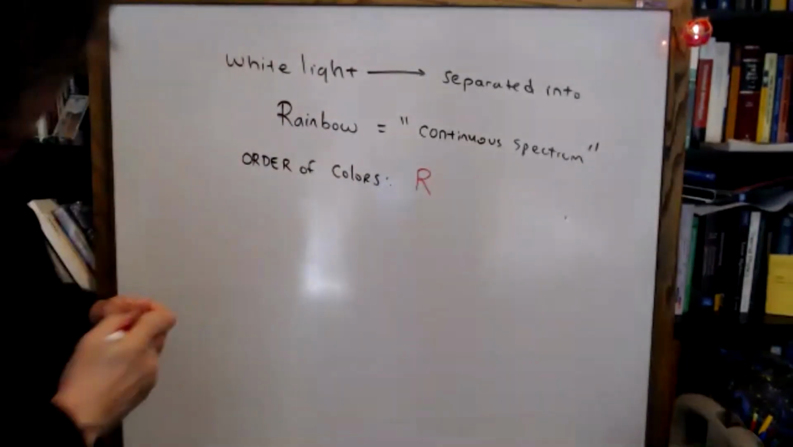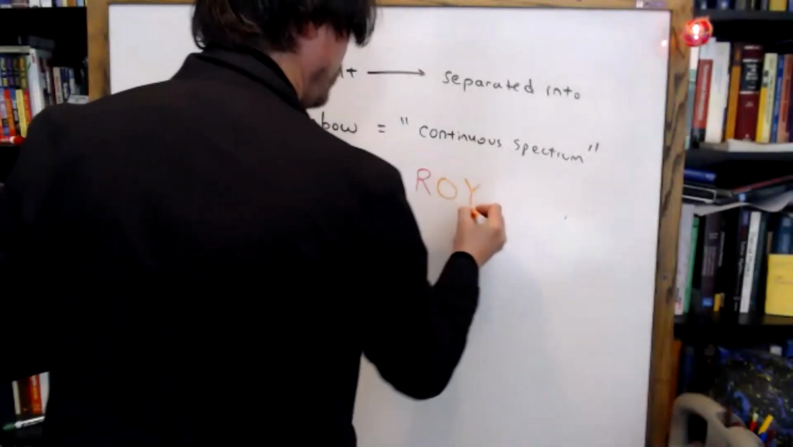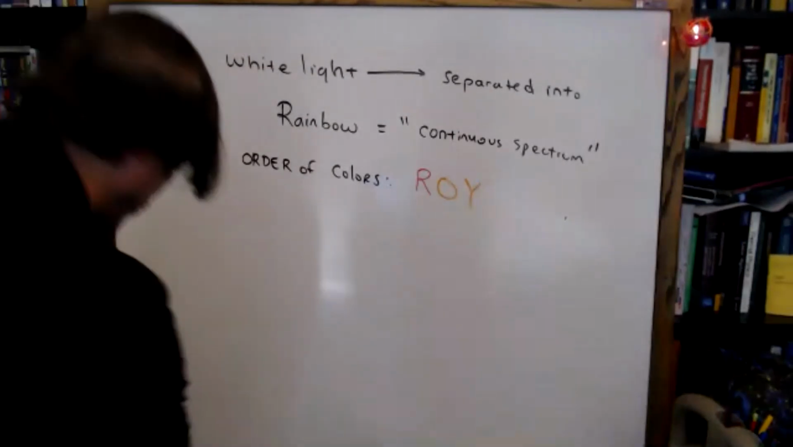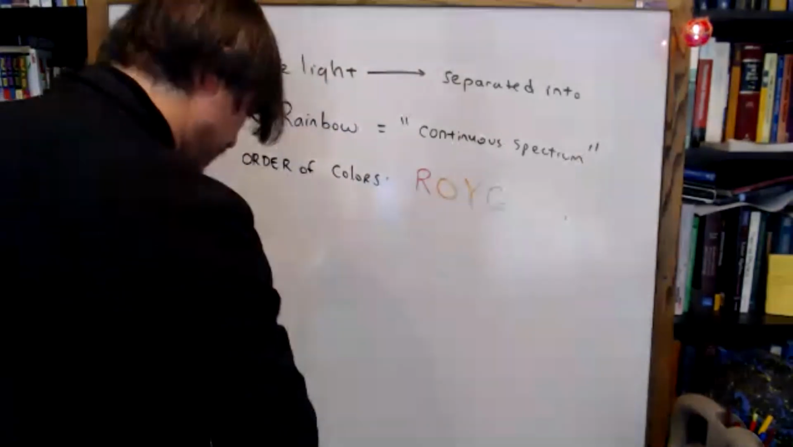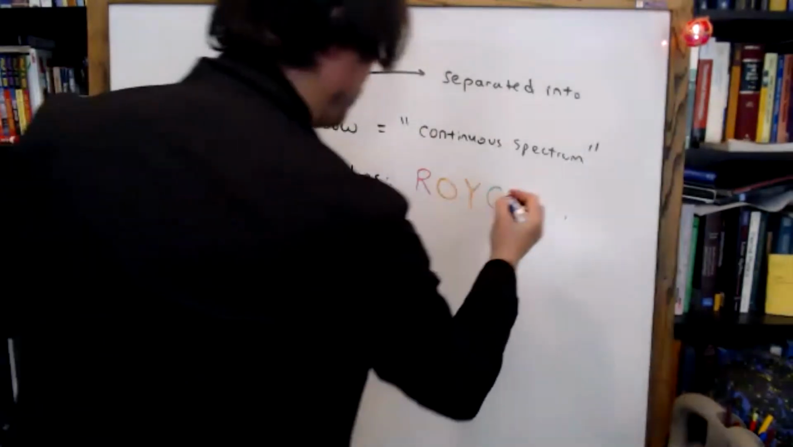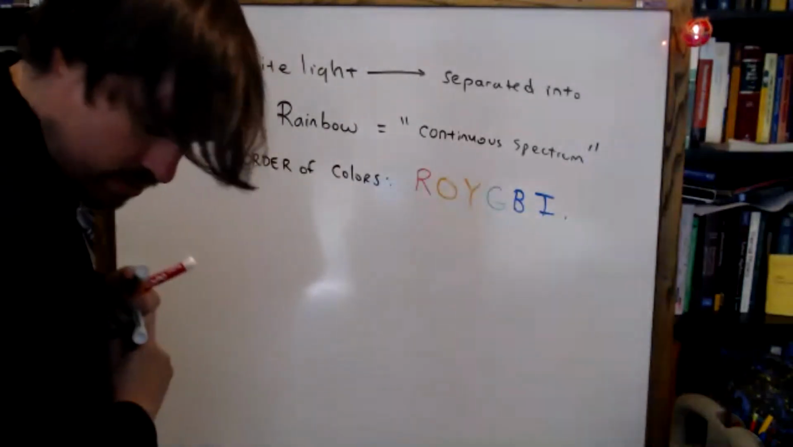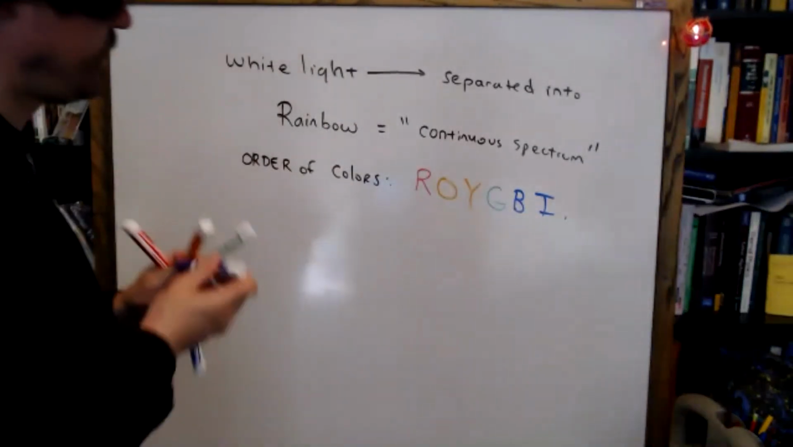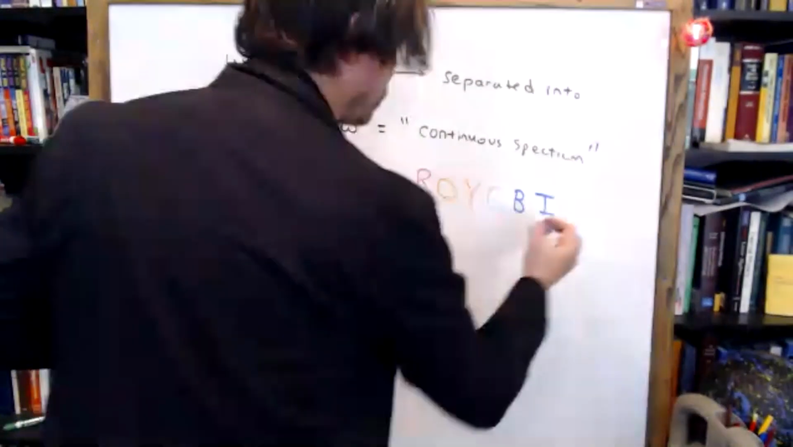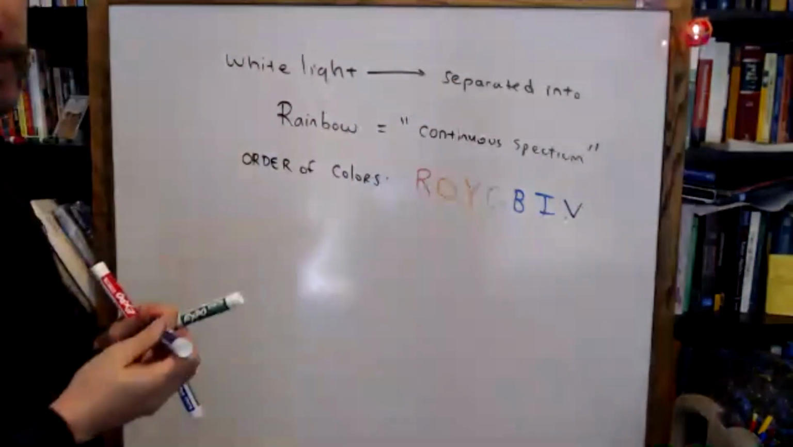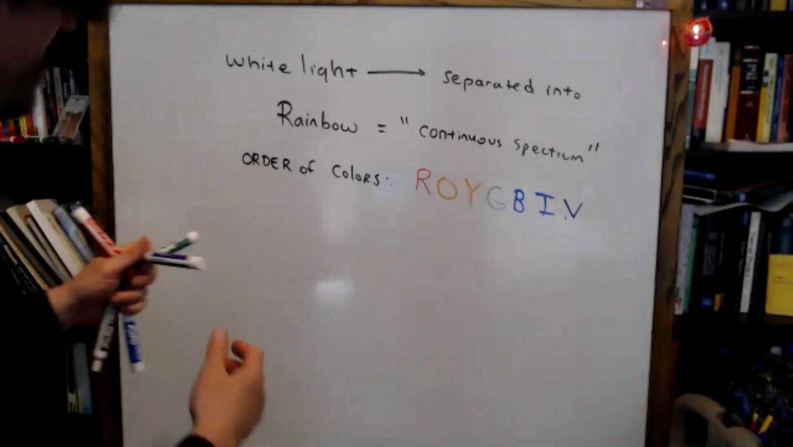Red, orange, yellow, I don't have a yellow marker, green, blue, indigo, and then violet. Now, this is the way people traditionally describe the order of the colors because it makes a cute little acronym, ROYGBIV. Rainbows always have this sequence.